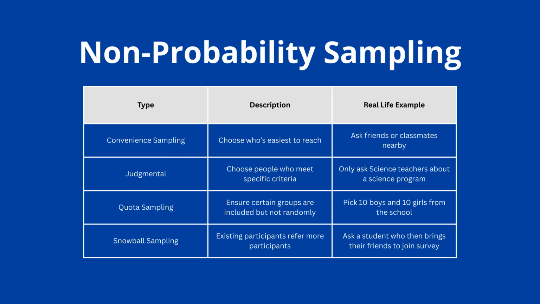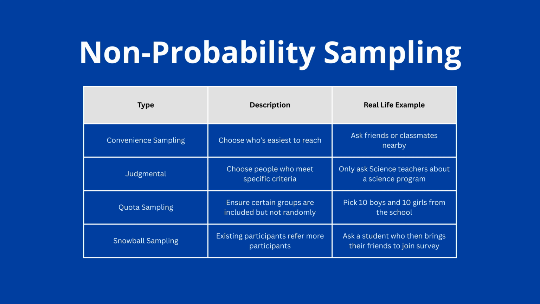Non-probability sampling is further divided into multiple parts: convenience sampling, judgmental sampling, quota sampling, and snowball sampling. In convenience sampling, pick whoever is nearby or easy to reach. Example, asking your friends because they are close. Judgmental sampling: pick people based on your judgment or needs. Example, only asking science teachers for a science related survey.